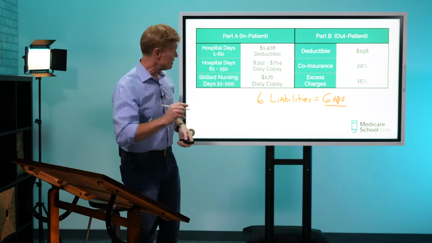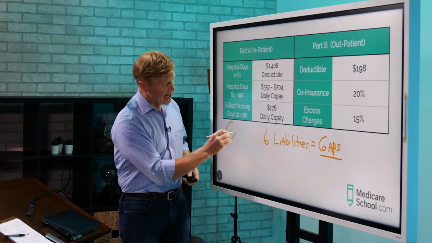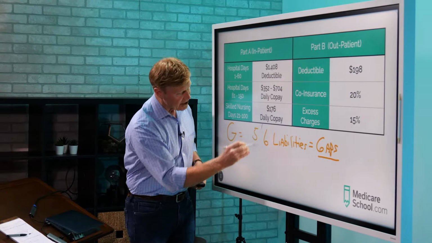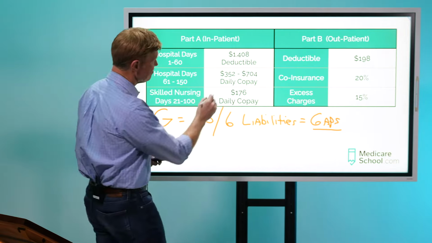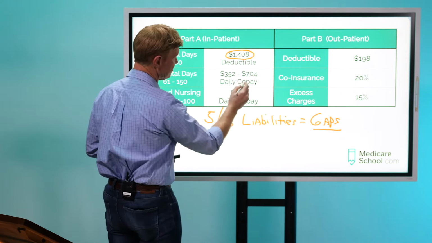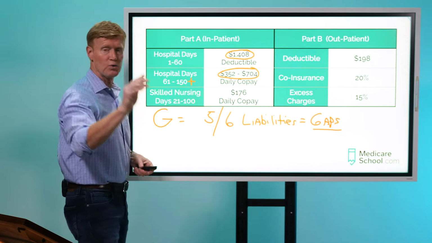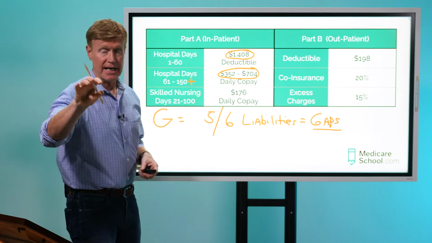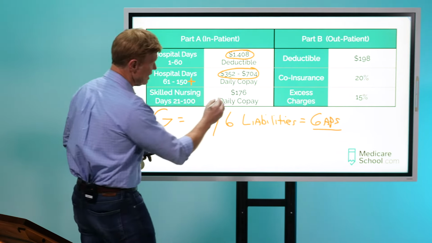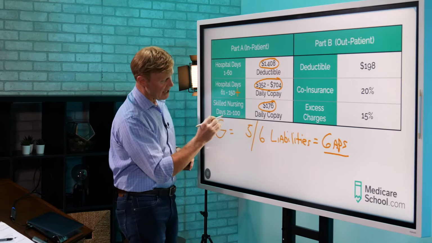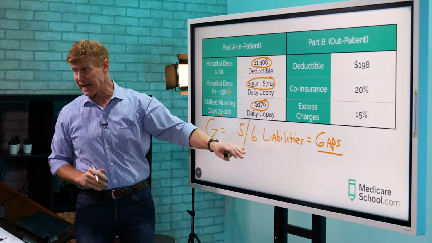So let's talk about the Plan G. When you have a G plan, the G plan will actually pay five of the six gaps that I just reviewed with you. The G plan will pay the A deductible. It'll pay all your copays, plus will actually give you a whole other year in the hospital at no cost to you whatsoever. The G plan will also pay your $176 copay if you happen to be in the skilled nursing facility more than 20 days. So G will fill in all the gaps on the A.